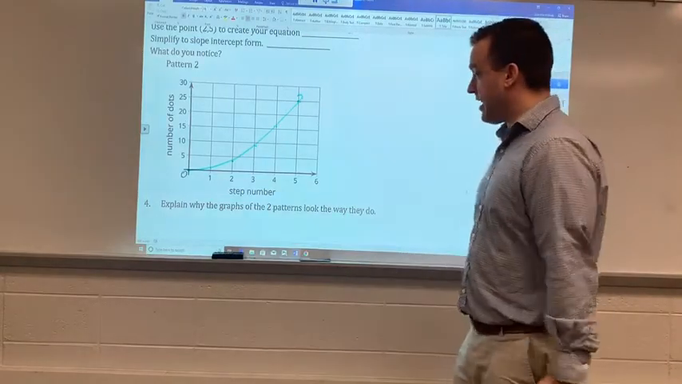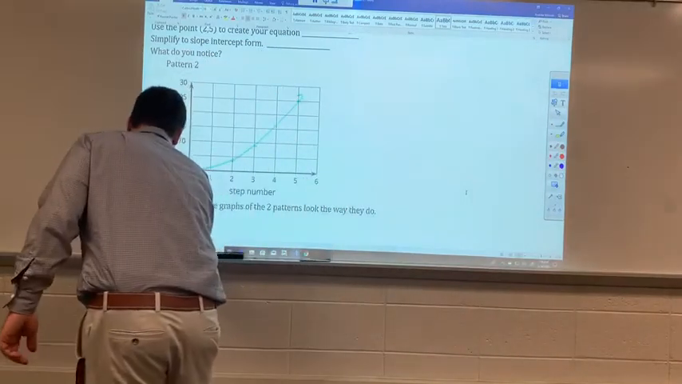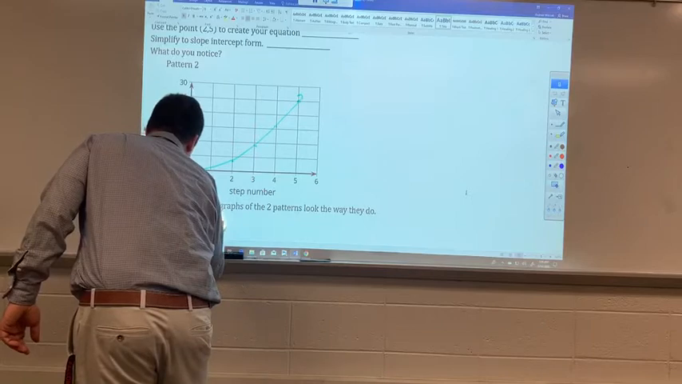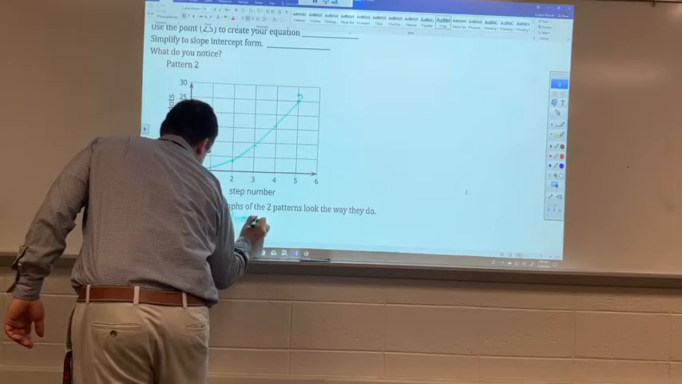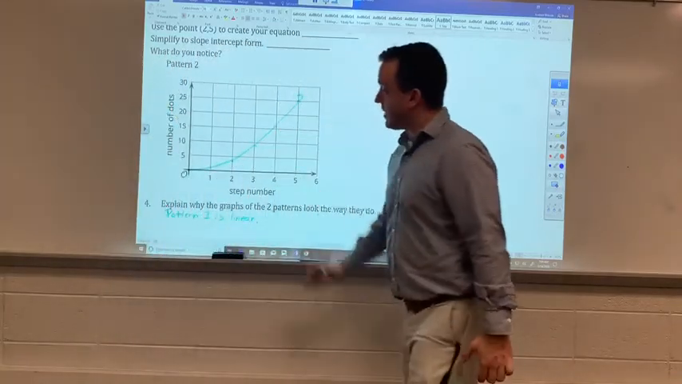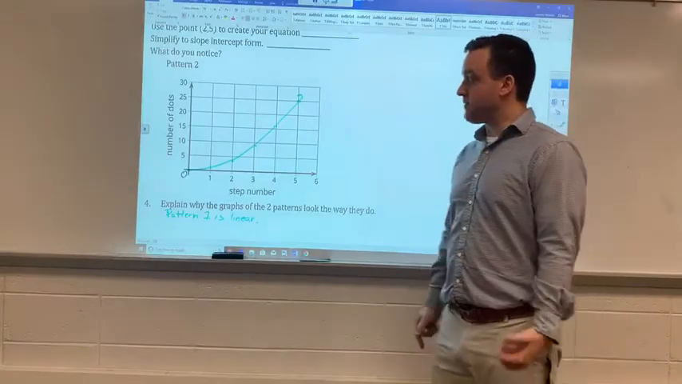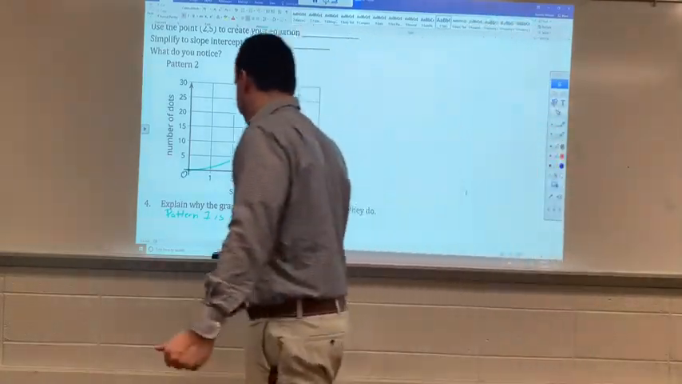So in explaining why the two patterns look the way they do, we could say pattern 1 is linear. And then examining pattern 2, we see that when we multiply the variable times itself or square it, it's called quadratic and it's not linear.